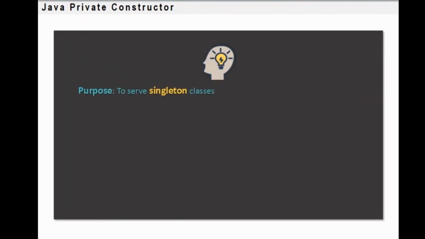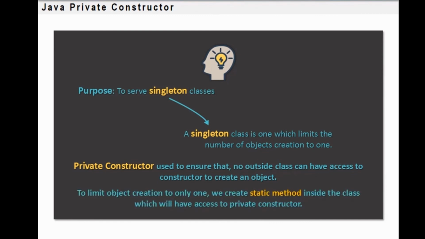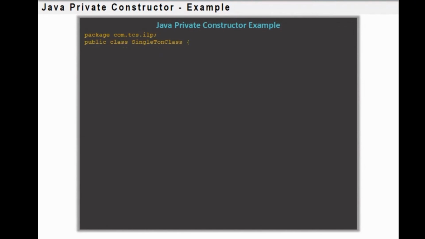The purpose of private constructor is to serve singleton classes. A singleton class is one, which limits the number of objects creation to one. Using private constructor, we can ensure that no outside class can have access to constructor to create an object. To limit object creation to only one, we create static method inside the class, which will have access to private constructor. Displayed here is an example that shows how to use private constructor for limiting the number of objects for a singleton class.